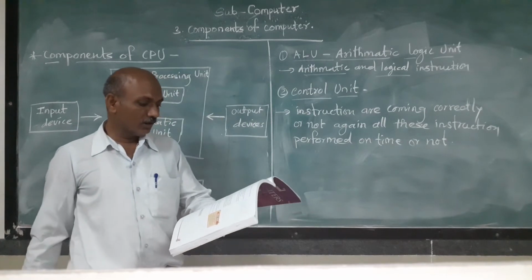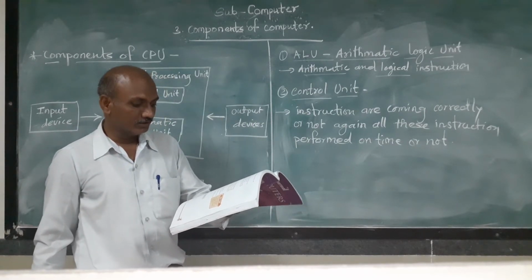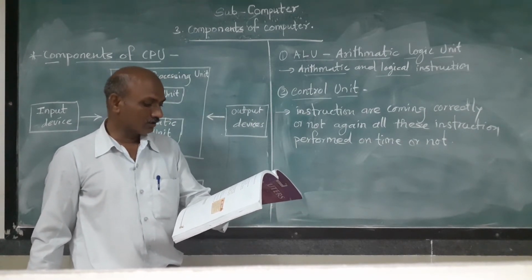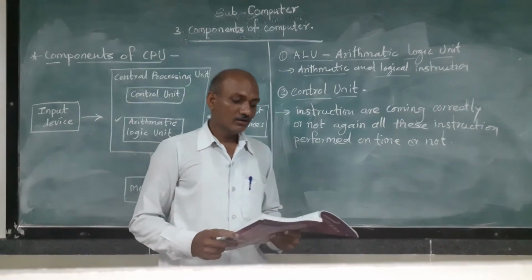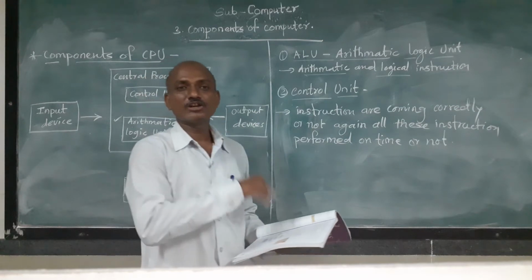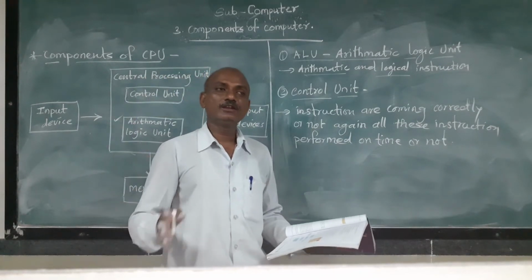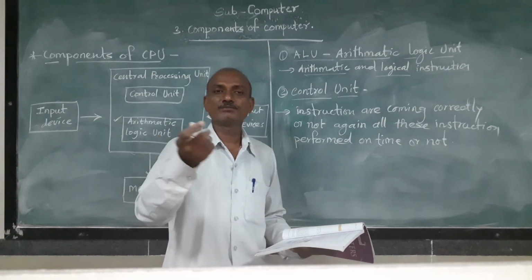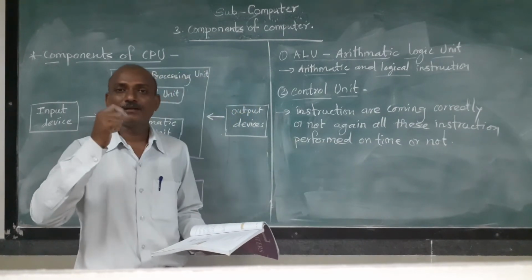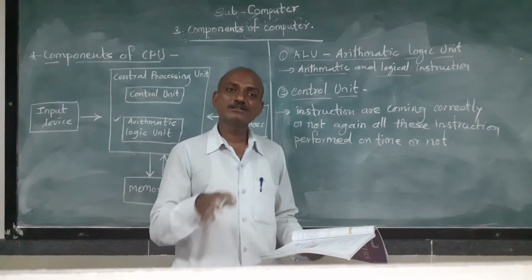The processing of data is not done by this unit, and it is termed the heart of the computer. This is because the control unit coordinates the operation of the hardware. Hardware means keyboard, mouse, printer, speaker, microphone. Their function is managed by the control unit.